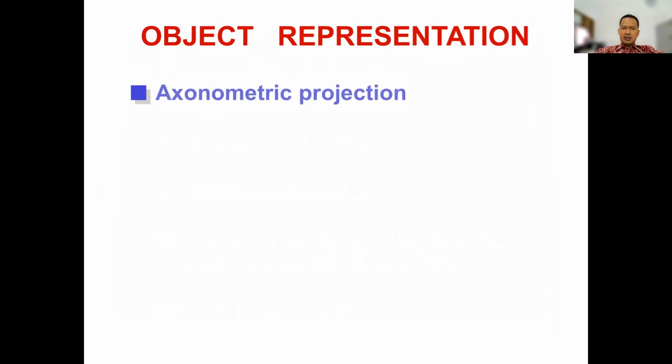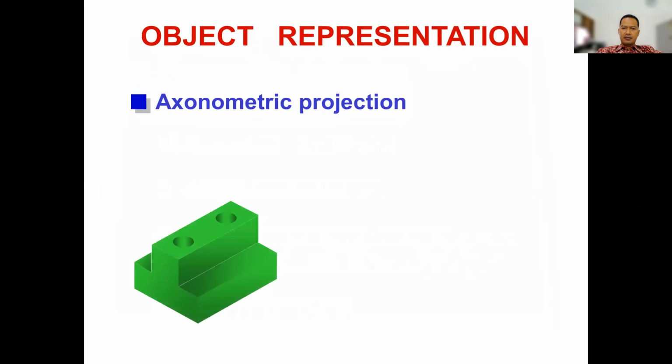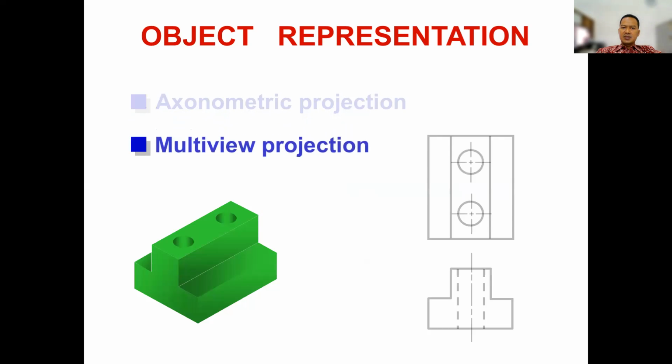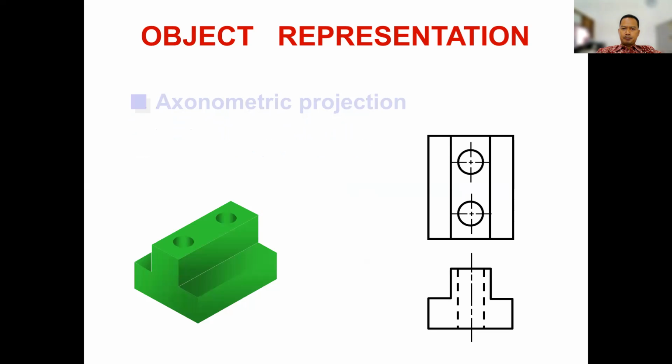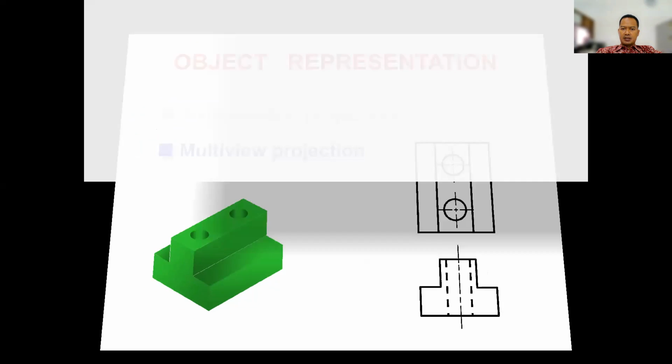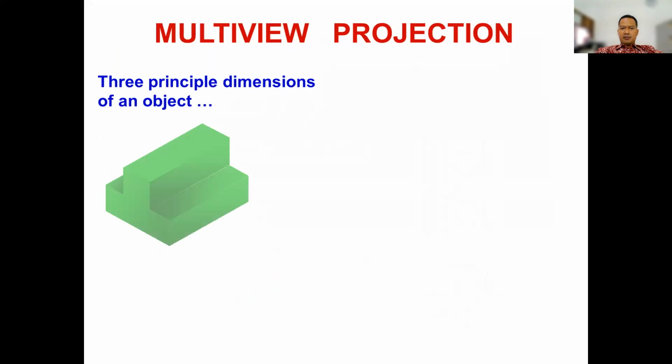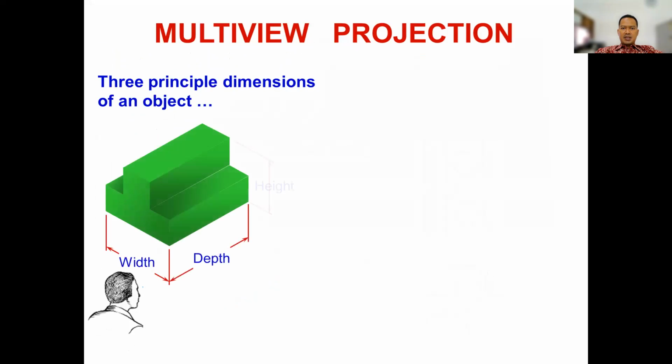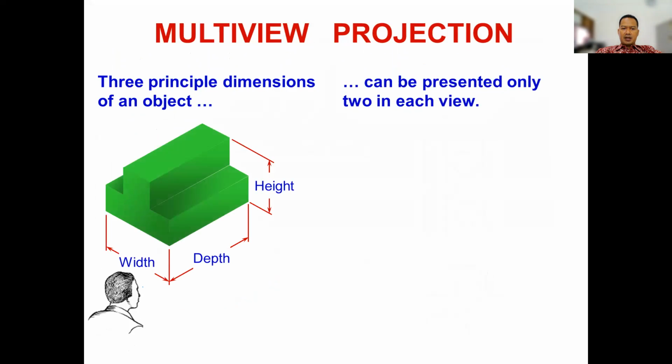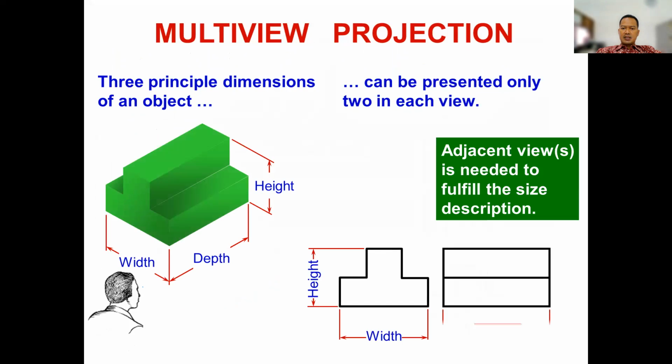The object representation, for example, we have here like this. This is axonometric projection, then multi-view projection. The right side is a multi-view projection. Multi-view projection shows three principal dimensions of an object. For example, we have width, depth, and height, which can be represented only two in each view, like this. This represents the height and width, and also depth.